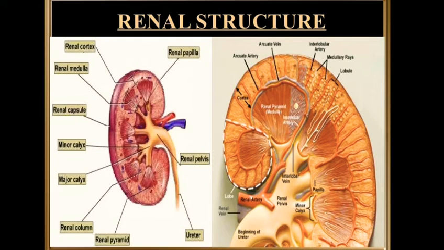Now you see the renal medulla. It is the inner region of the parenchyma of the kidney, and it consists of multiple pyramidal tissue masses which are called the renal pyramids. These renal pyramids are triangular structures, and they contain a dense network of the nephrons.